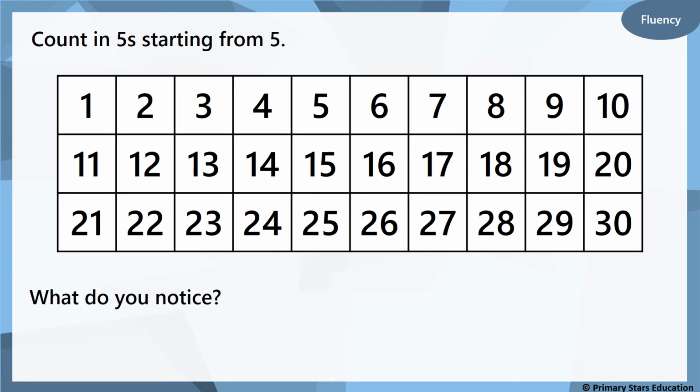Have a go at counting up in fives with me, starting from 5. 5, 10, 15, 20, 25, 30. What do you notice? Explain to a grown-up or write it down. Pause me if you need a bit more time.